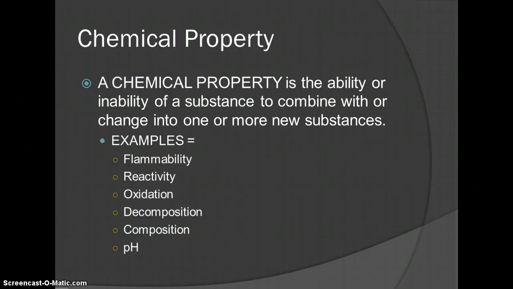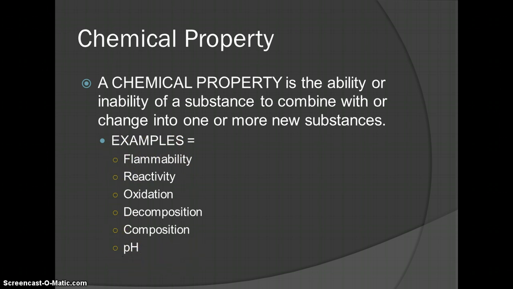So a chemical property is the ability or inability of a substance to combine with or change into one or more new substances. Before, we had physical properties, which were basically things that you could observe about a substance or an object without changing that substance or object. But when you observe a chemical property, it changes the substance or the object, for example. And these examples right here, these are what you're going to write in the box next to the definition.